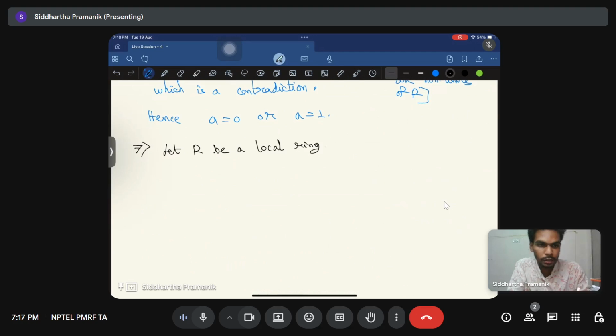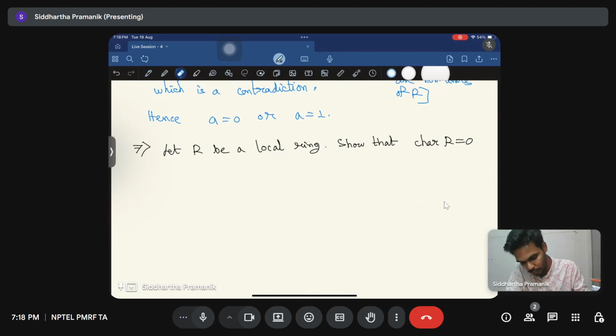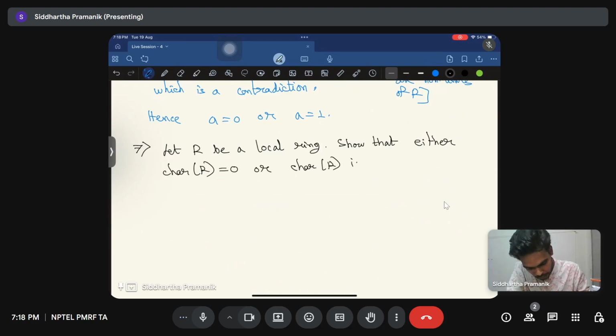So we already know the definition of the characteristic of a ring. So what can be the characteristic of a local ring? Then show that the characteristic of R is either 0 or the characteristic of R is a power of some prime number.